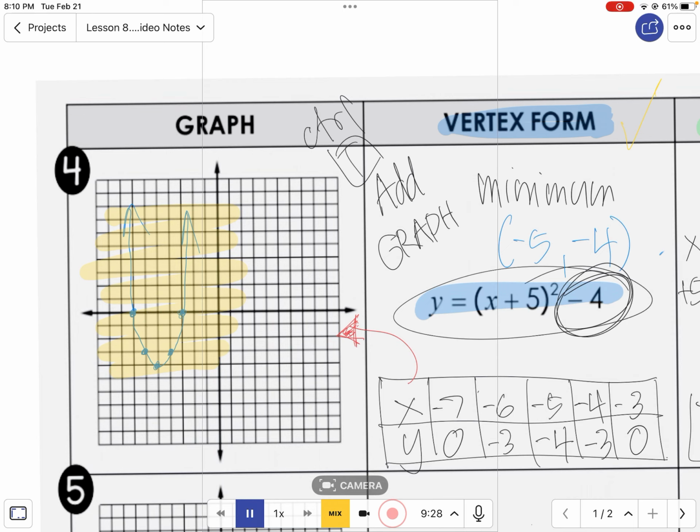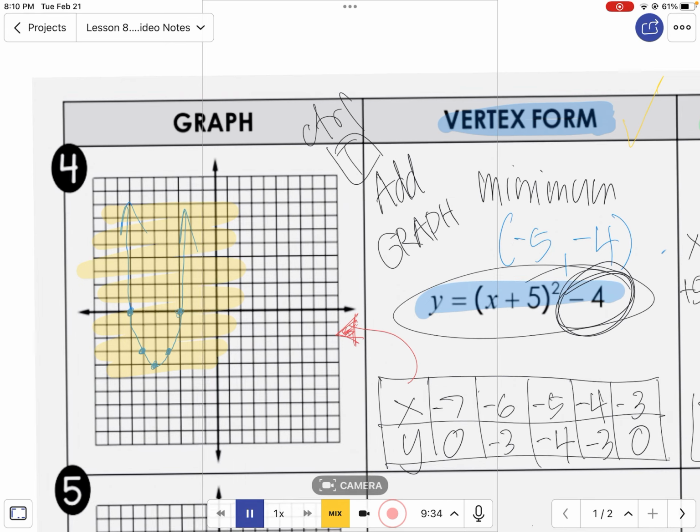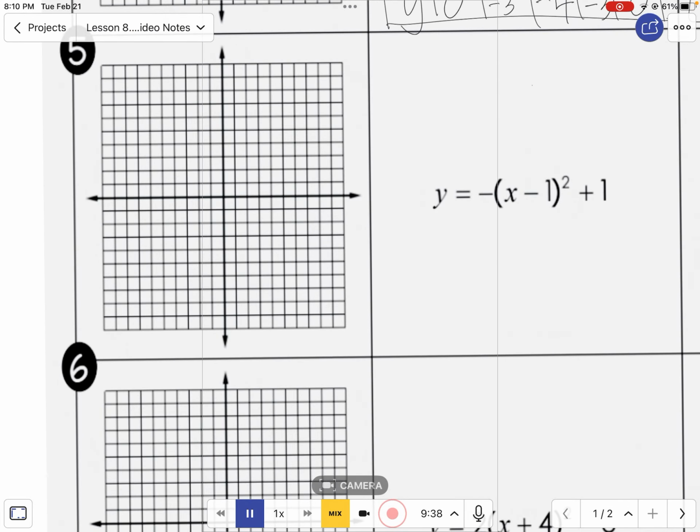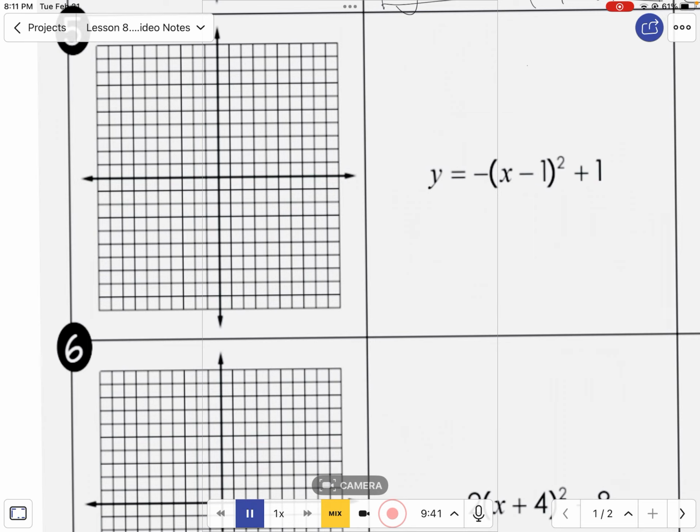Now use the pattern that you see in working on problem number 4 to work on problem number 5 and number 6. For these two problems, you can work with the person sitting next to you. Have fun and good luck.